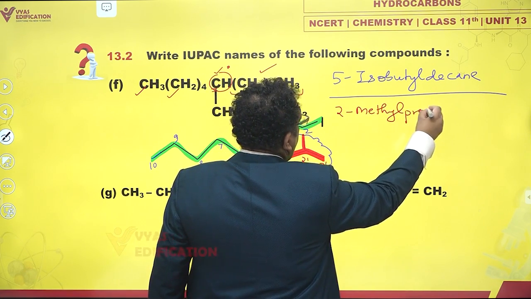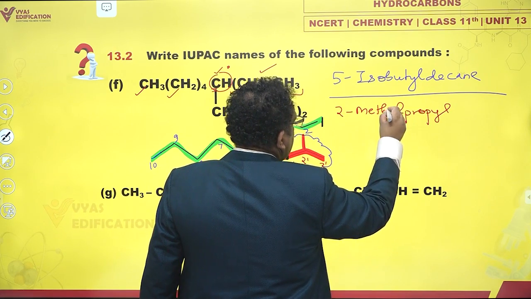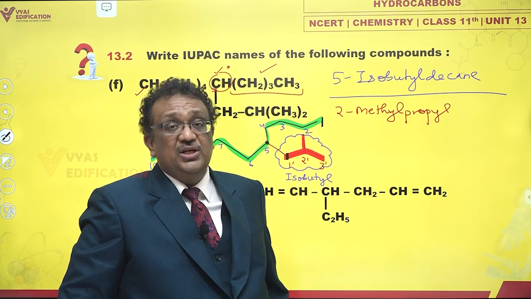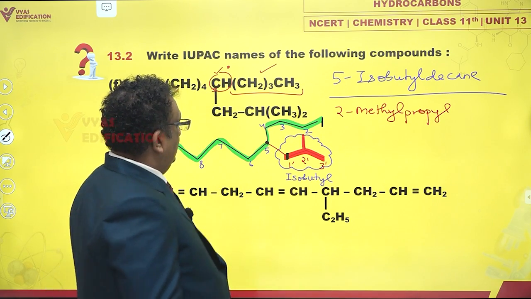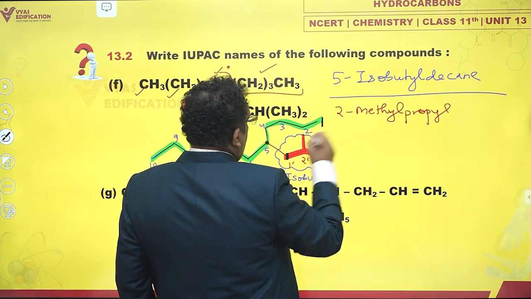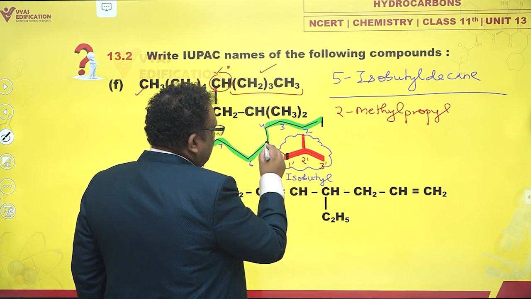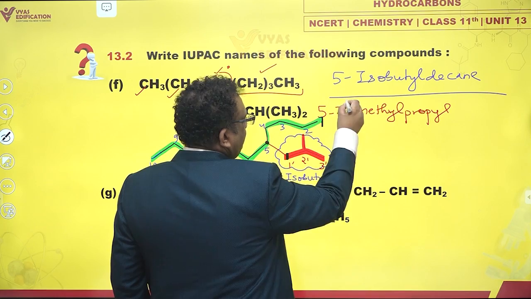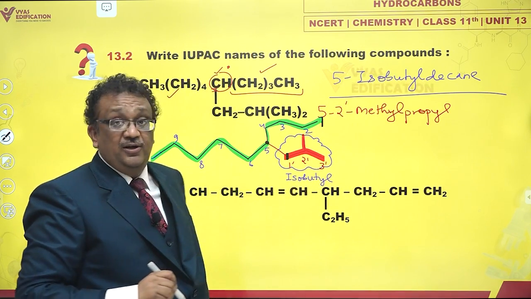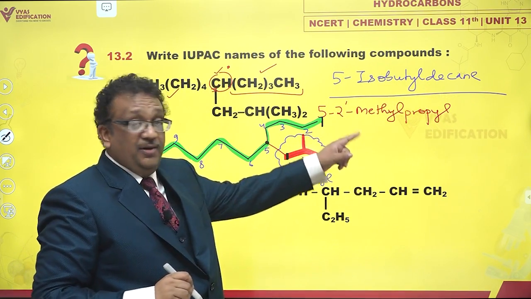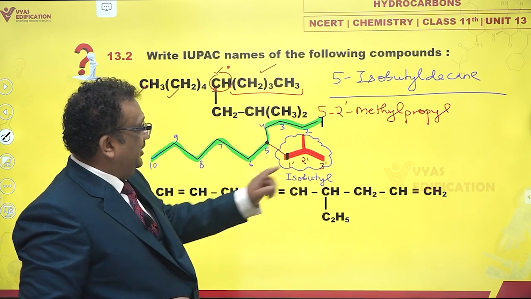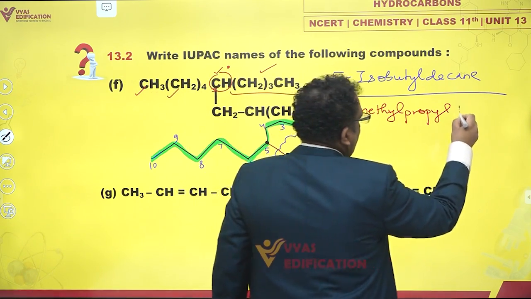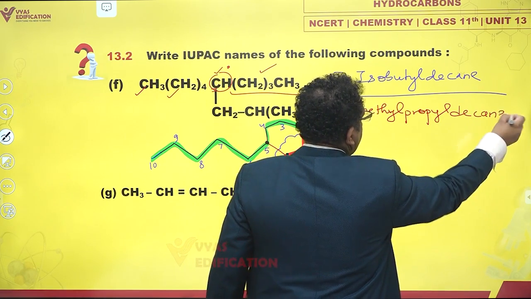2-methyl propyl. Why do you put dash? Just to make sure that we highlight the fact that this numbering is not the main chain but the side chain numbering. And this entire group is present on number 5. So you can call it like this: 5-(2-methylpropyl). And the entire thing is what? The entire thing is decane. So that it should be called decane.